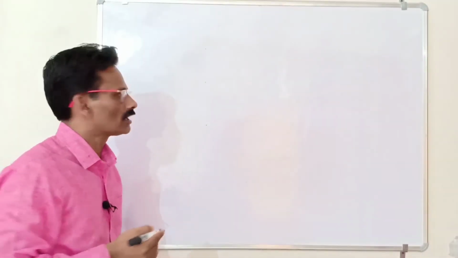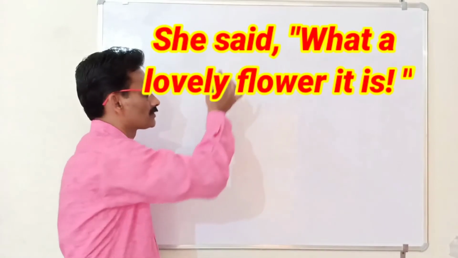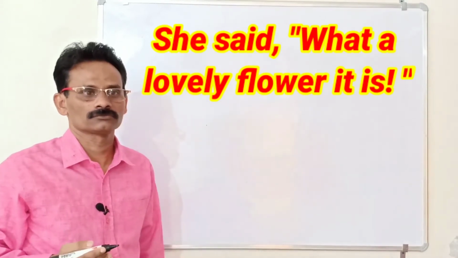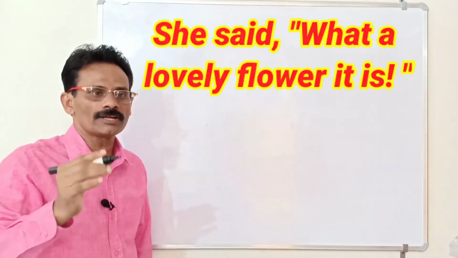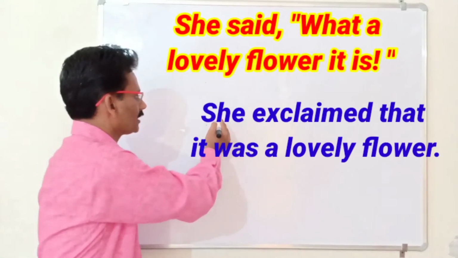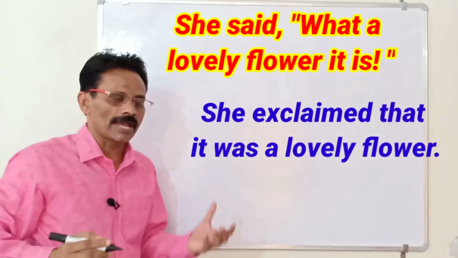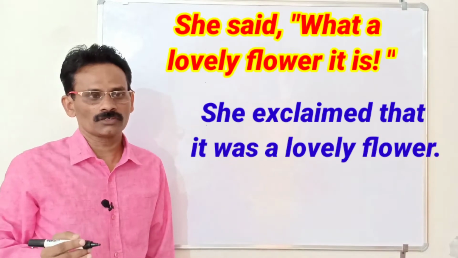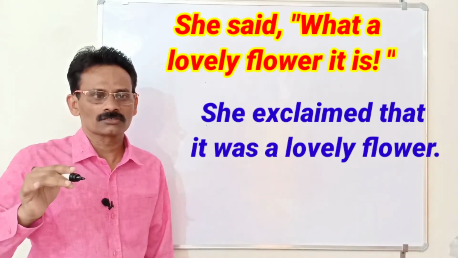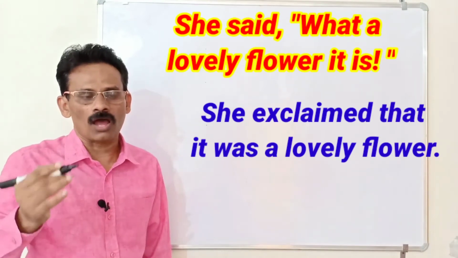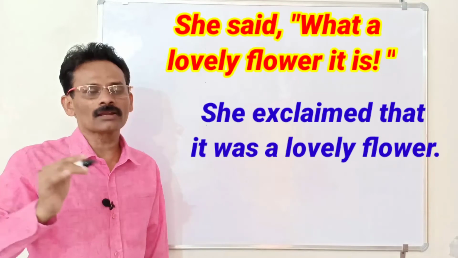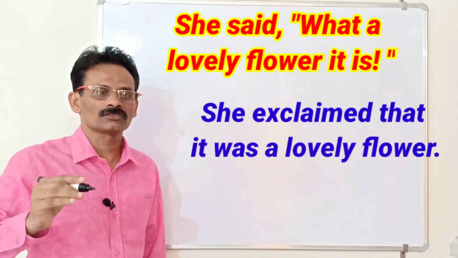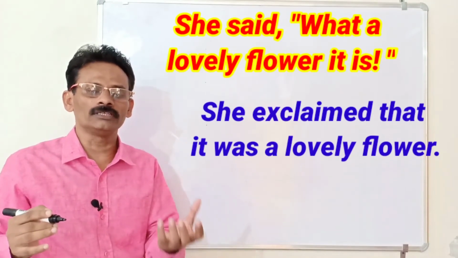Let's examine another sentence. He said, "What a lovely flower it is." Now turn that sentence into indirect speech. He exclaimed that it was a lovely flower. You see, when the exclamatory sentences begin with what or how, we need to write merely as statement. Exclaimed that it was a very lovely flower.